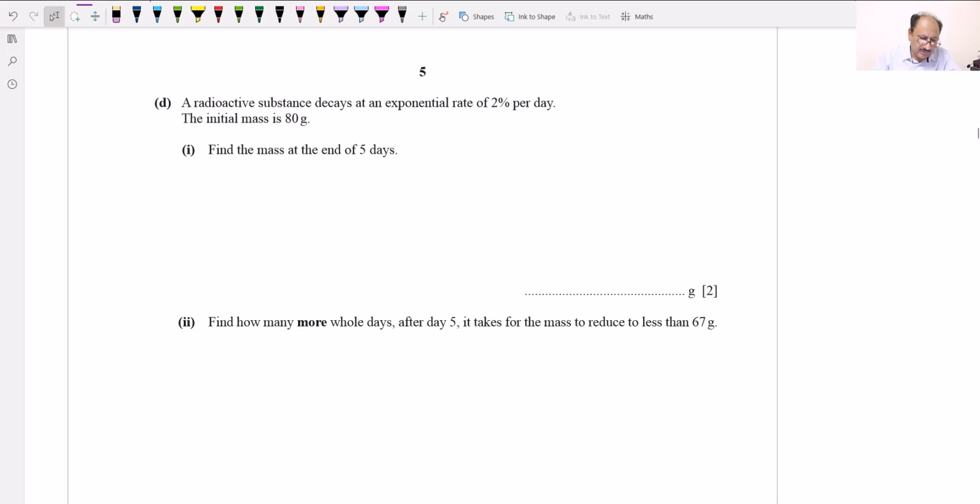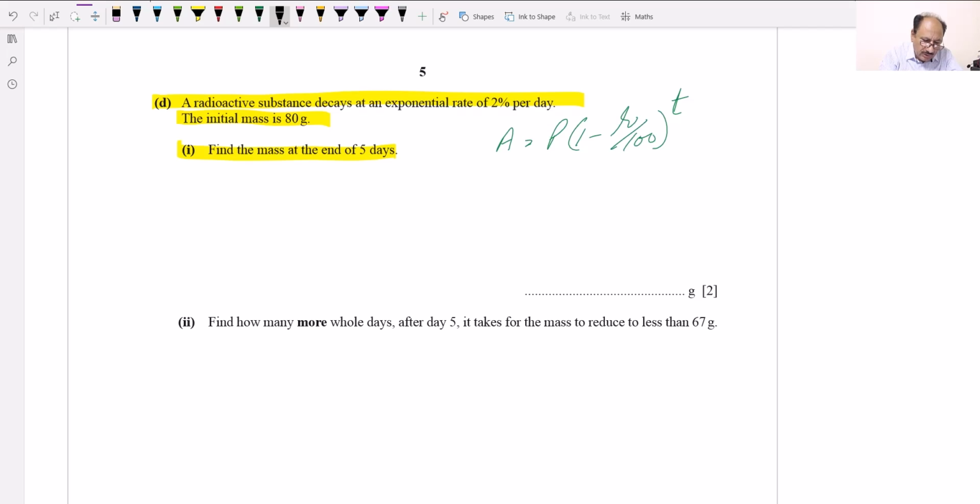Now for the D part. It says a radioactive substance decays at an exponential rate of 2% per year. The initial mass is 80 grams. Find the mass at the end of 5 days. So this is like compound interest or exponential increase. We will use that formula: amount is equal to principal amount times 1 minus rate over 100, raised to the power t. So this will be the formula which we will be using.